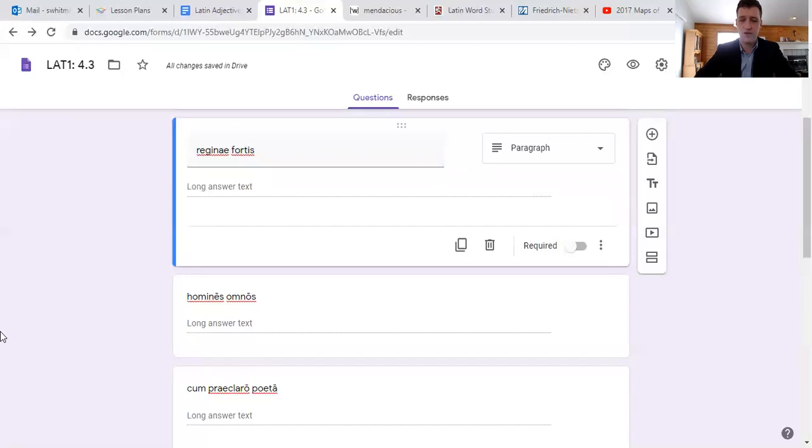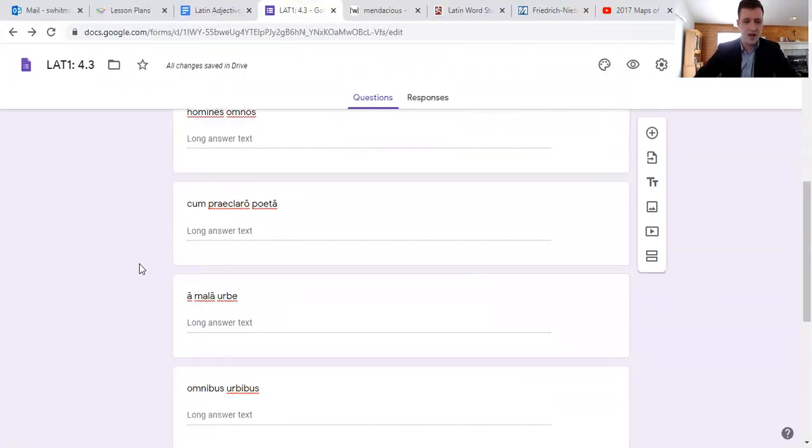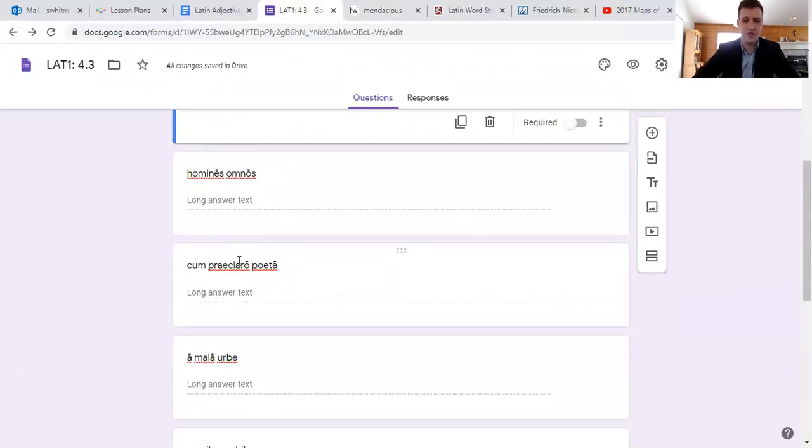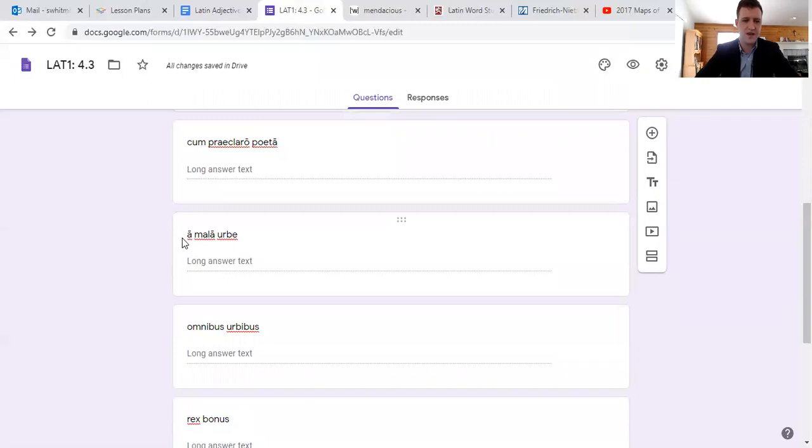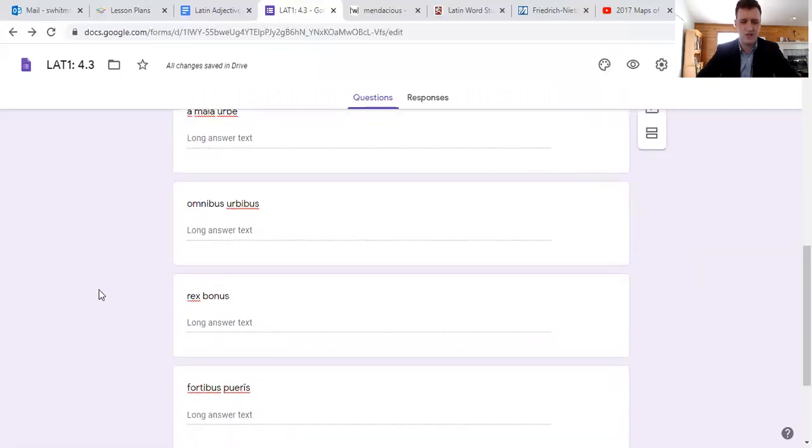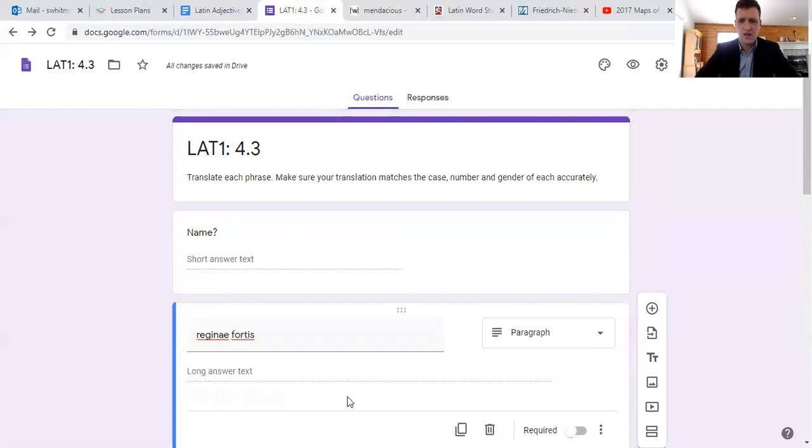So that's pretty straightforward. Again, I'm just looking for your translation to accurately reflect case and number, especially. Now, with a couple of these, I've included prepositional phrases. So if you look at the third one, cum praeclaro poeta. Now you've got your noun-adjective pair, praeclaro poeta. That's ablative, singular, masculine. Okay, we're fine there. But you have the preposition cum governing the whole phrase. That's fine. You can just take it as governing the adjective and the noun. So this one would be with a famous poet. Or next, away from an evil city. See how that goes?